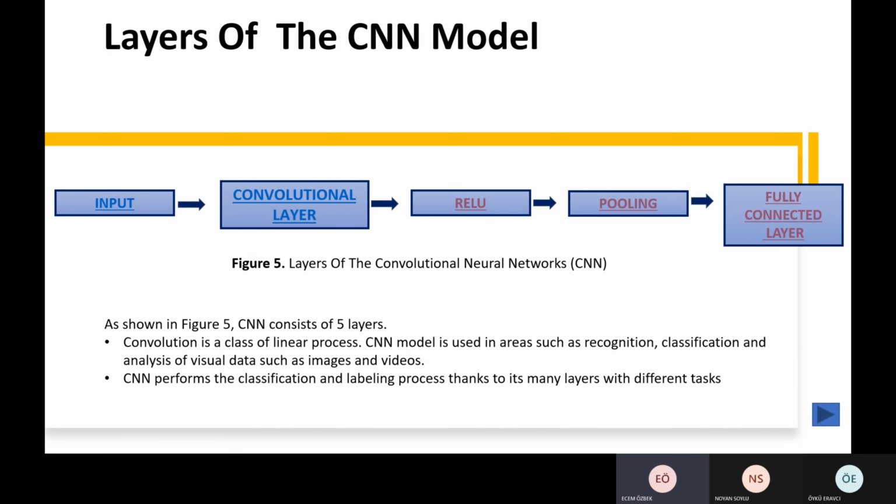The fourth layer is the pooling layer. The pooling layer also aims to reduce dimensionality. In this way, the required processing power is reduced, unnecessary features are ignored, and more important features are focused on. There are three different kinds of pooling layer. These are max pooling, sum pooling, and average pooling. Max and average pooling are generally used in CNN models.